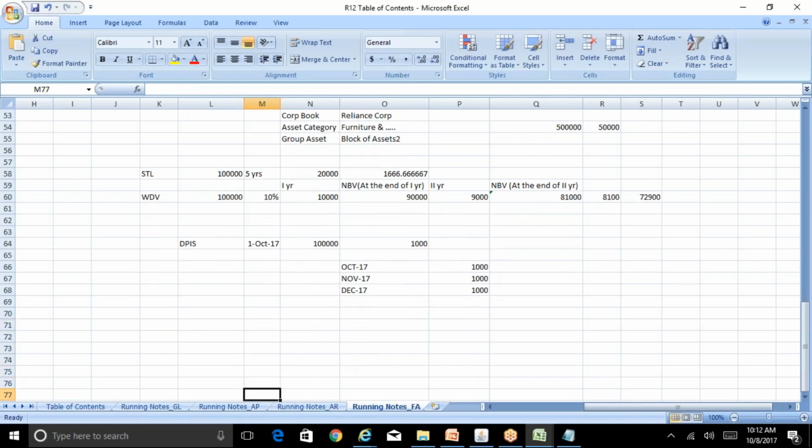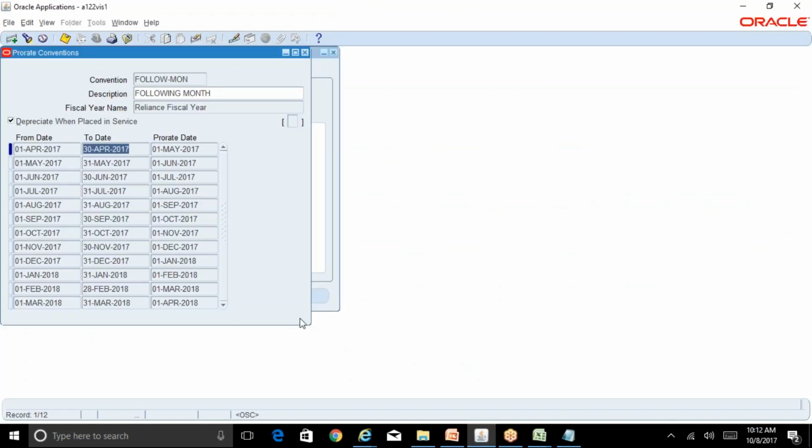And next thing is depreciation calculation is dependent on something called prorate date. Okay, and this is the prorate convention which we have assigned to our ledger, FA ledger. What is the prorate convention which system uses? So in this example, my prorate convention name is following month.